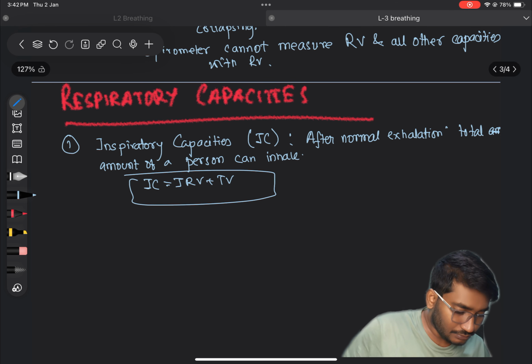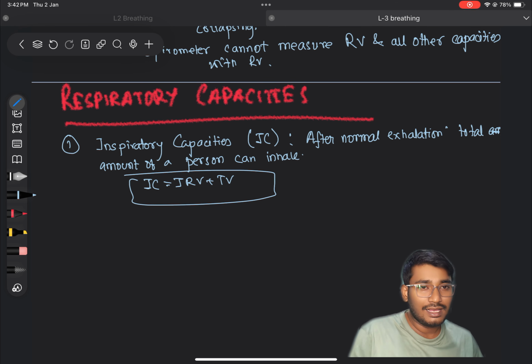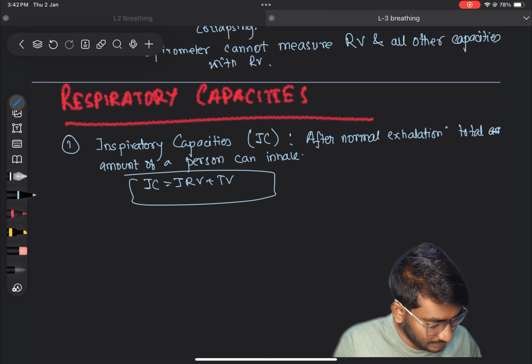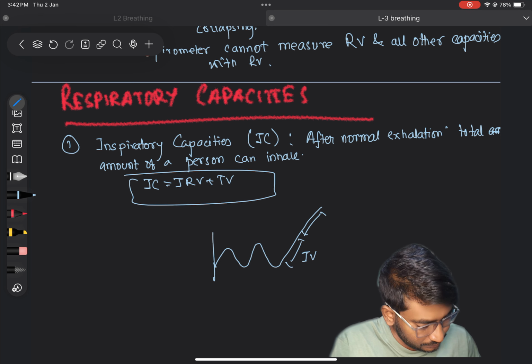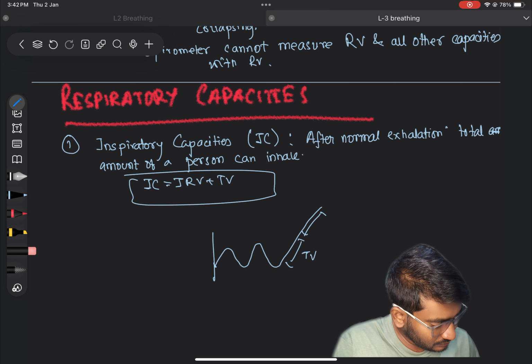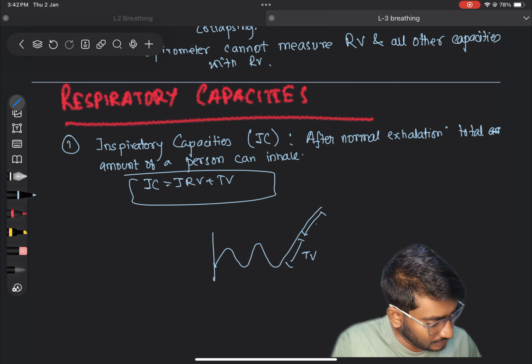Okay, so what is IC? IRV plus the tidal volume. In case this is the air, this is the tidal volume and this is the IRV. So this is IC.